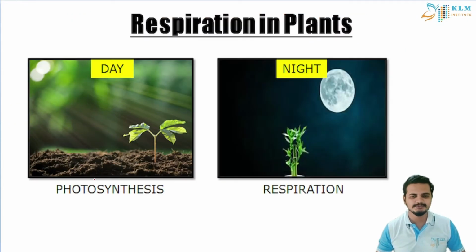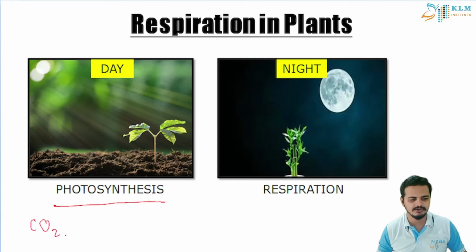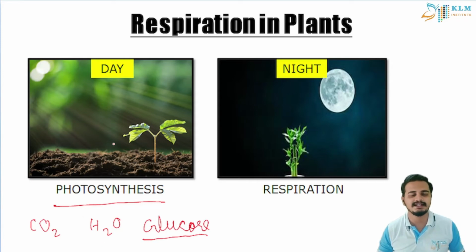Now students, let us move on to the respiration in plants. We have all studied what is photosynthesis in the nutrition part of the series. It takes carbon dioxide from the atmosphere, it takes H2O. What does it produce? It produces glucose, students. Glucose is a simple carbohydrate. That happens only when sunlight is present, students.